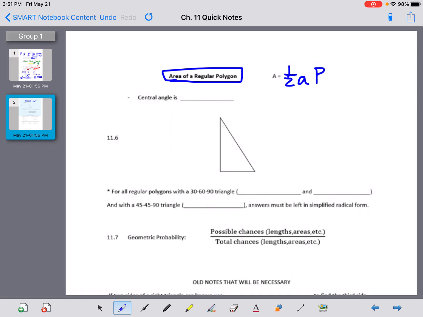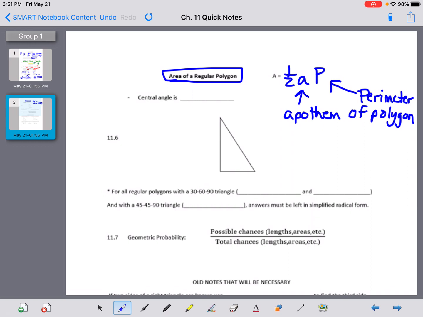The question is, do you even know what those mean? A is the apothem. And remember, anything capital letters, like a P, means I do work for them. That's going to be the perimeter of the polygon. So if it's an octagon, you find the perimeter of the octagon. If it's a dodecagon, you find the perimeter of the dodecagon.